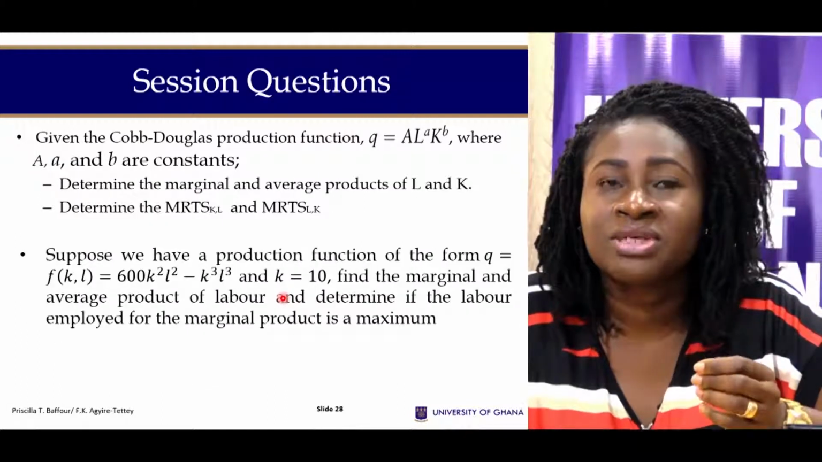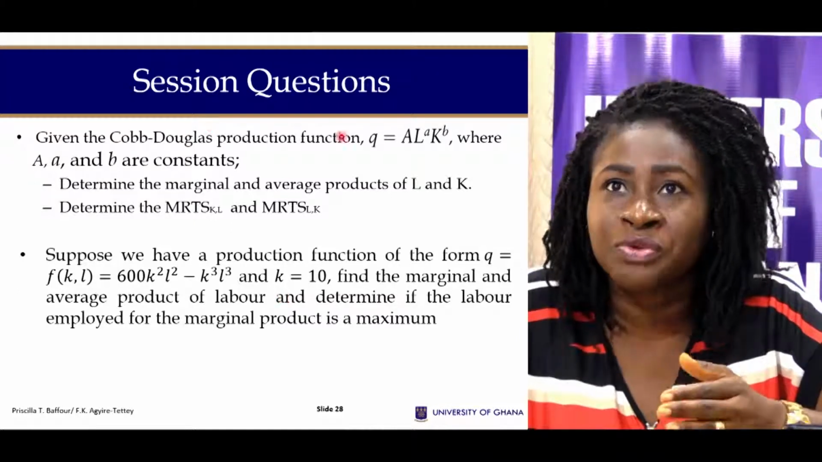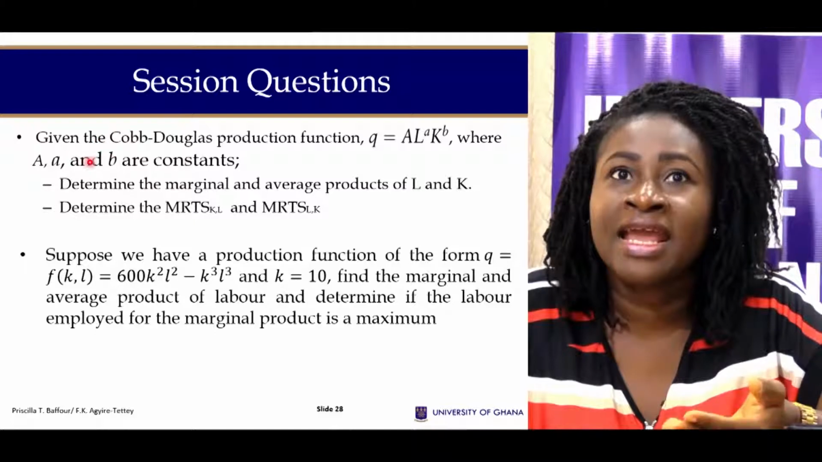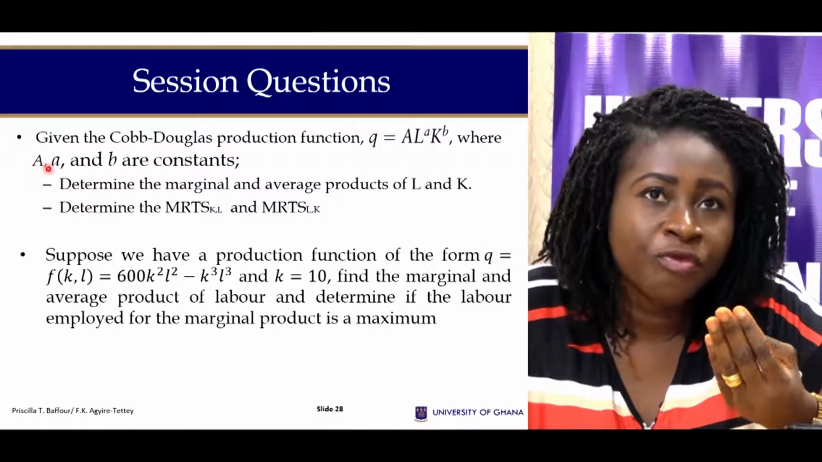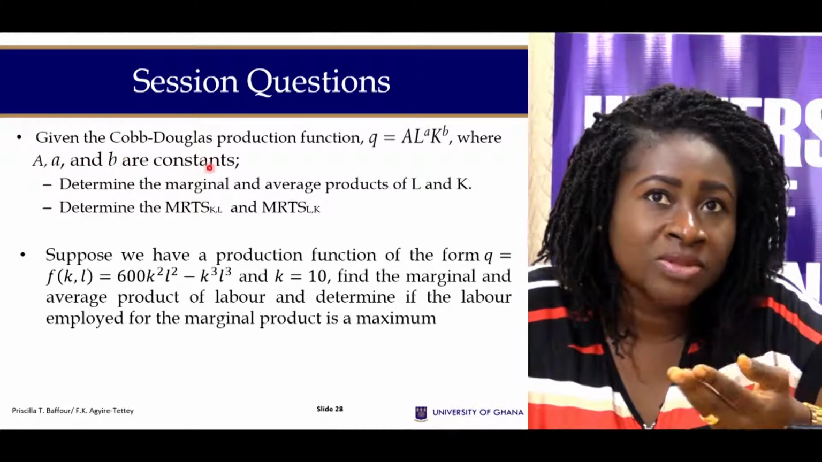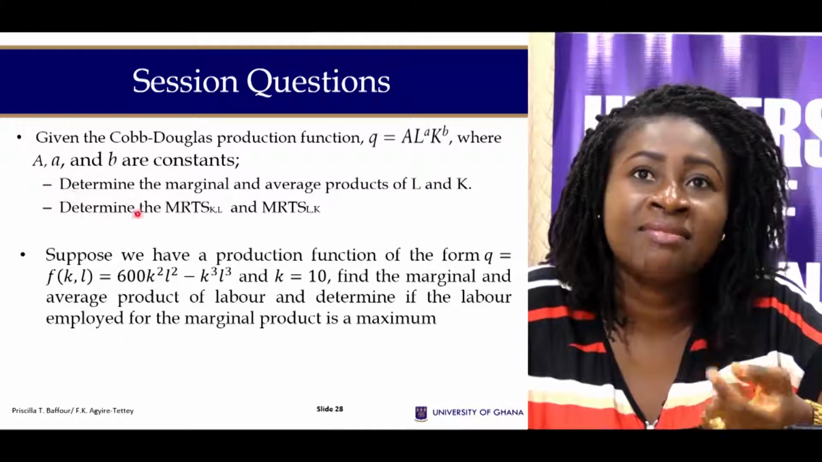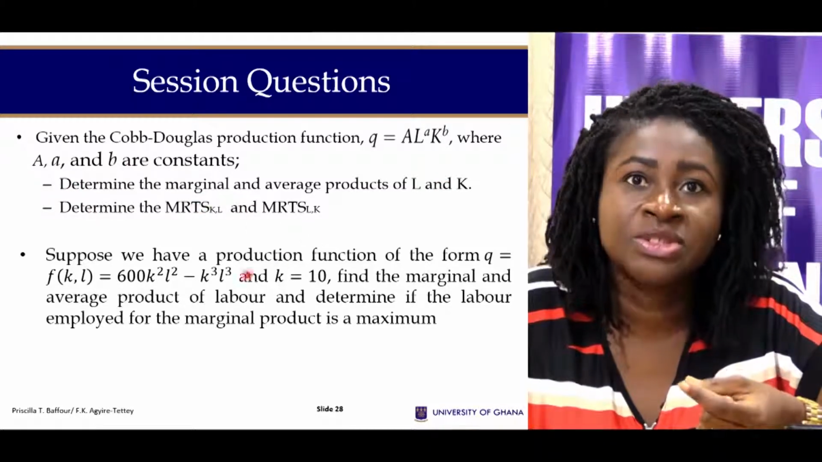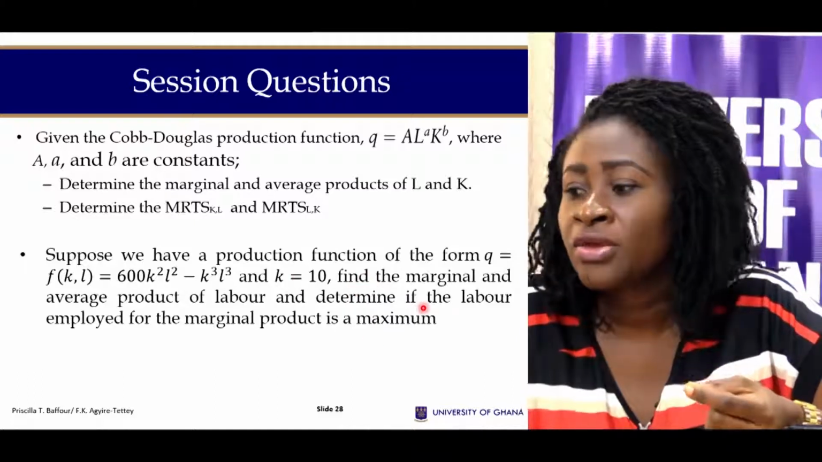I have a session question here for you, and the question is: given this Cobb-Douglas production function where A and L, capital K, small a and b are constants, determine the marginal and average product of labor, and determine the marginal rate of substitution. And this is also a scenario that you can try your hands on.